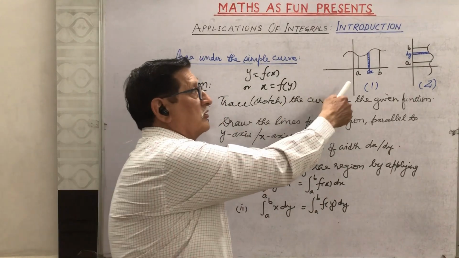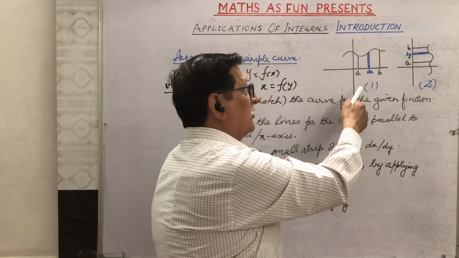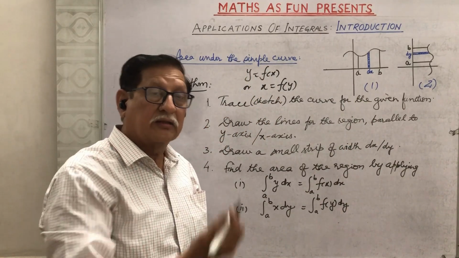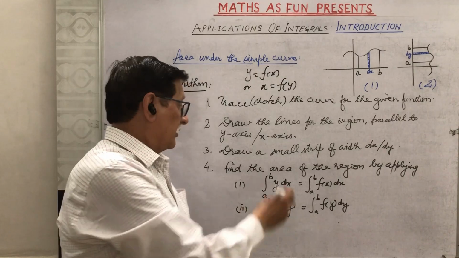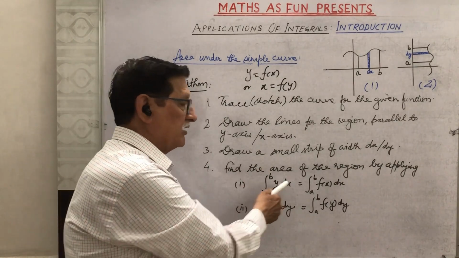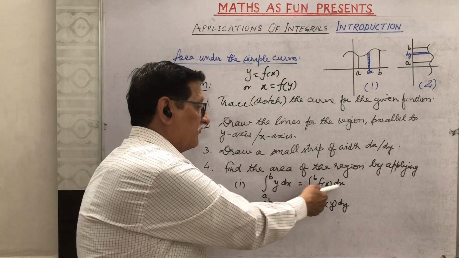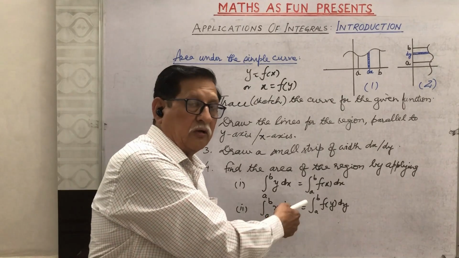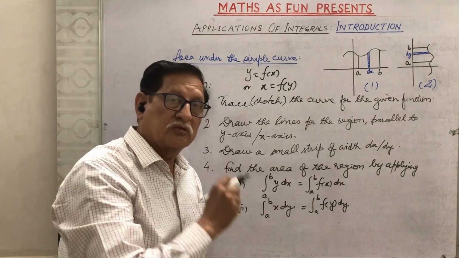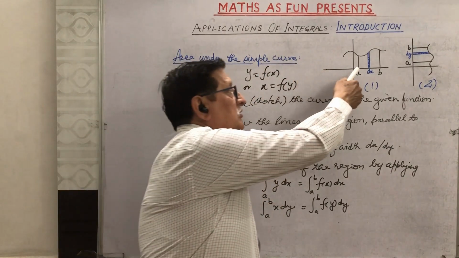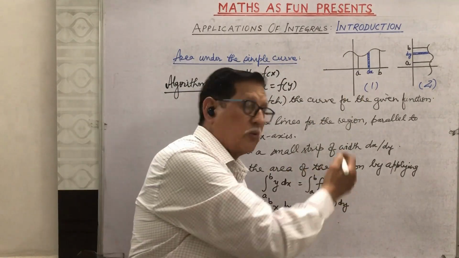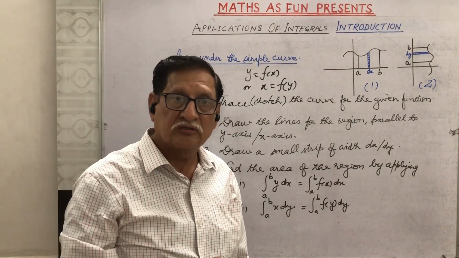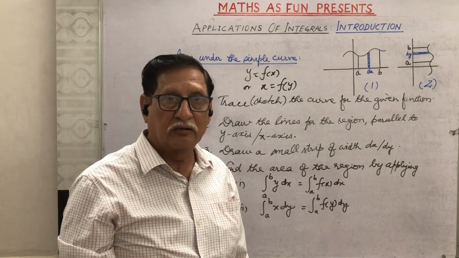Number three, we have to draw a strip of very small width, dx in this case or dy in this case. And then by applying the formula of integral from a to b y dx, that is a to b f(x) dx, or integral a to b x dy or f(y) dy, we can find out the area of the region under the curve from which point to which point we require. Let's take some of the examples on this to understand this concept more clearly.